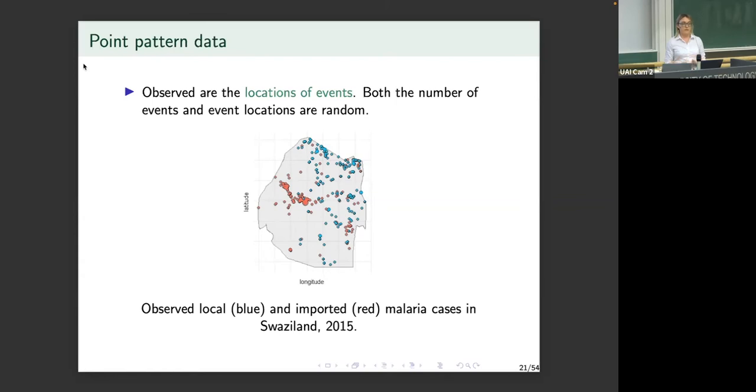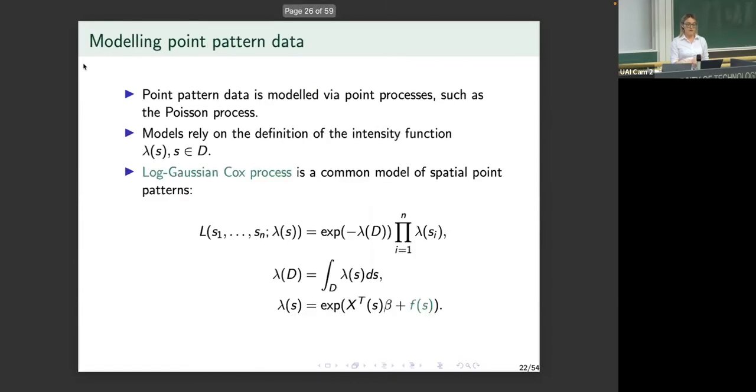Both the number of the points here and the locations of the points themselves are random. So here we observe the spatial distribution of malaria cases reported in the country of Swaziland, and the points correspond to specific cases, so to the households where the cases were recorded. The mathematical tool to model point pattern data is point processes.